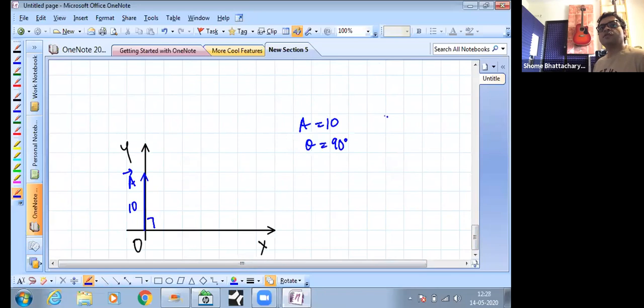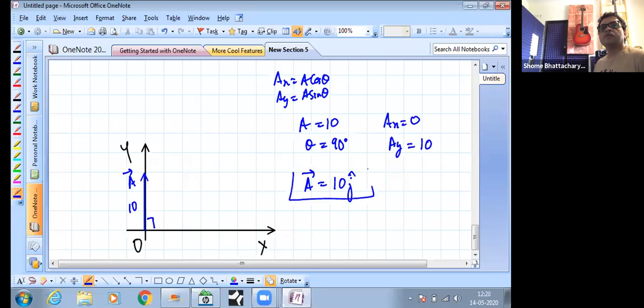So obviously its x component is how much? It is 0. You can see that in the diagram also, and according to the formula also, the x component is a cos theta and the y component is a sin theta. I expect you people to get these basic things correct after one lecture we have already done on this. This becomes 10. So the vector A in component form simply becomes Ax i cap, which is 0, plus Ay j cap, which is 10 j cap. That's it. That's the answer for the first part.